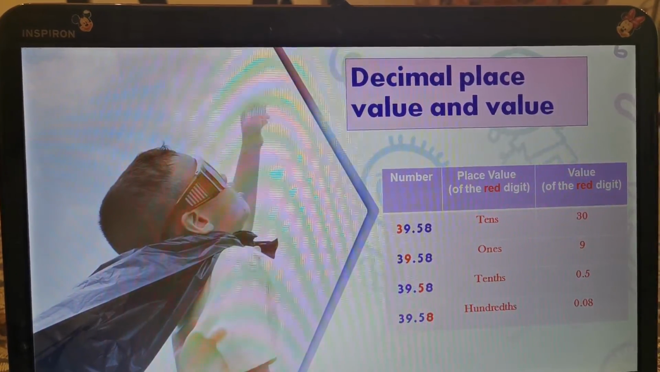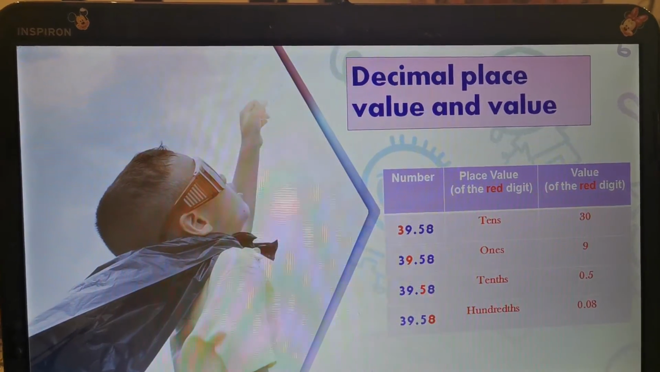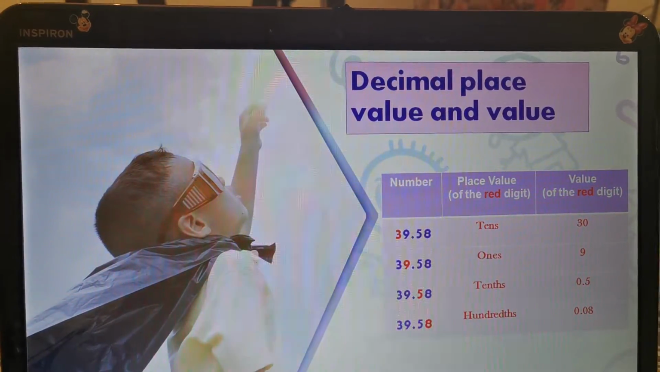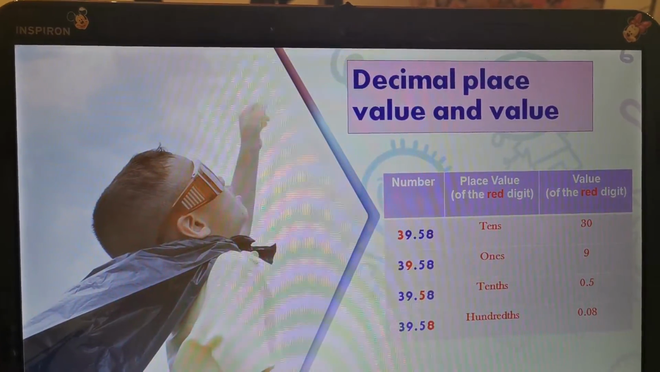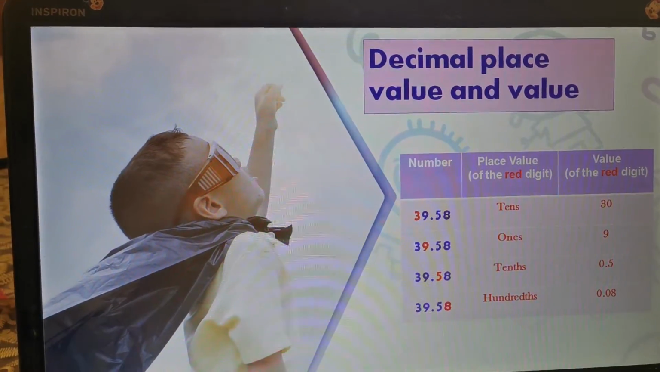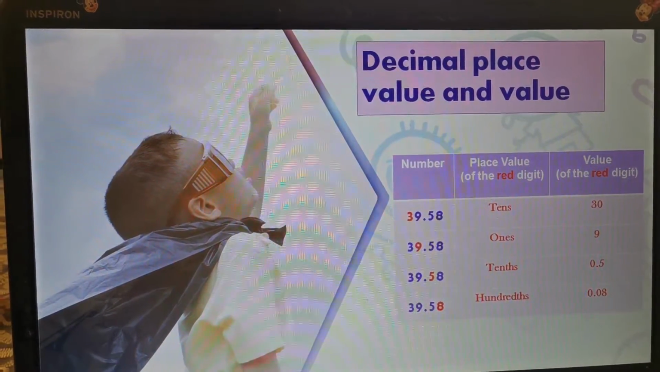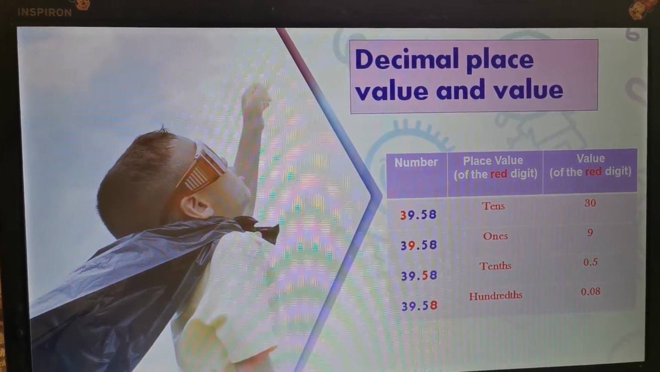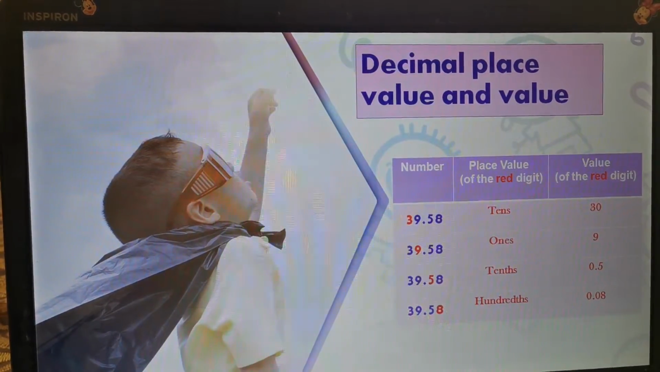Now, 39.58. B. What's the place value for the red digit, which is 9? The place value for it is the ones. But what is the value? It's 9. Nothing. Now, 39.58. Now, 5, where is it? It's in the tenth place value.